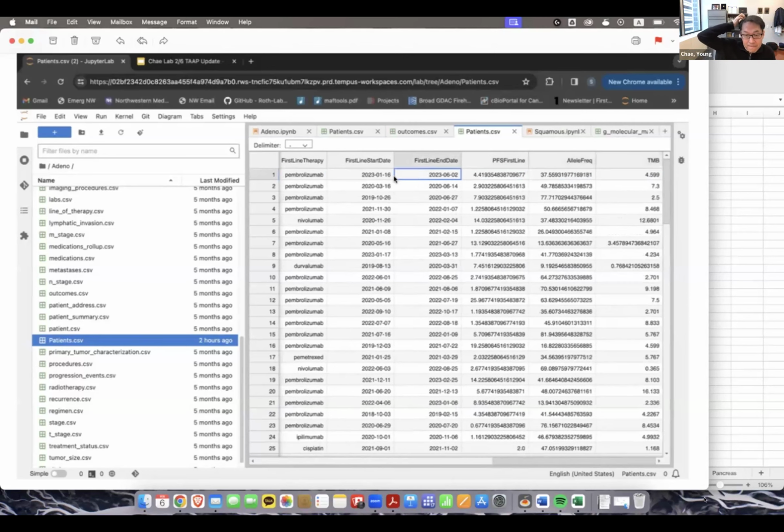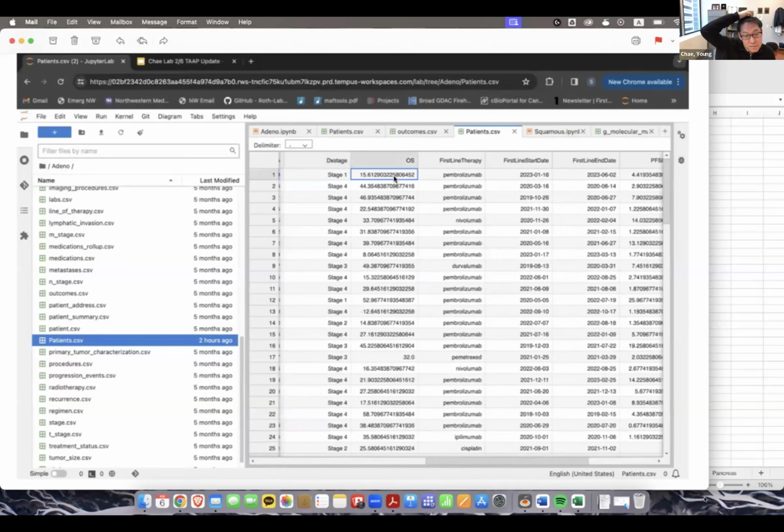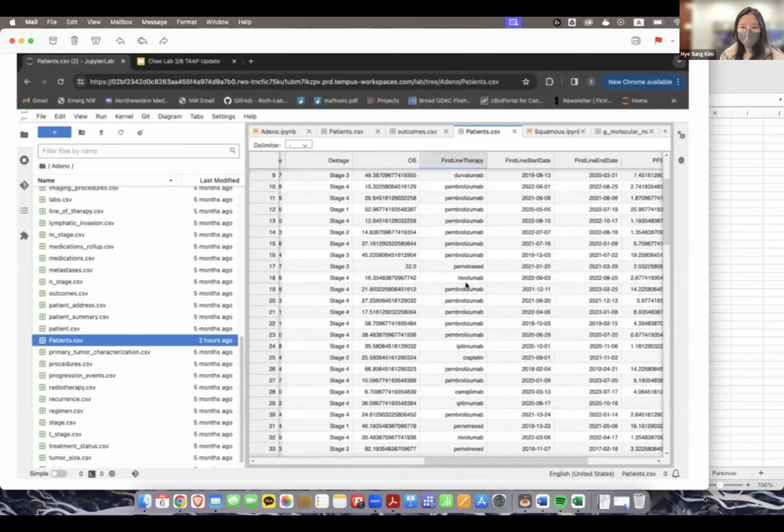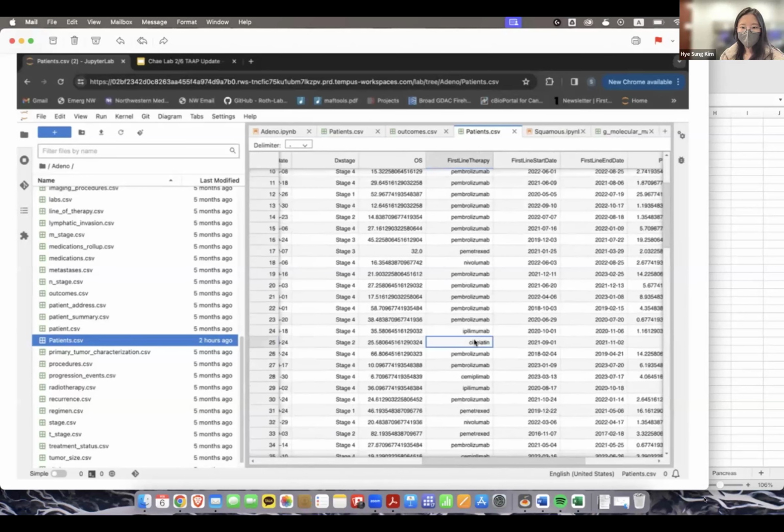And so I know that this data set is supposed to be only first line immune checkpoint inhibitors, but there are quite a few patients who have chemo as their first line. And even when I go back and I look at the dates, they may have gotten immune checkpoint inhibitors later in their course, but the chemo comes, or at least has an earlier date associated with it.